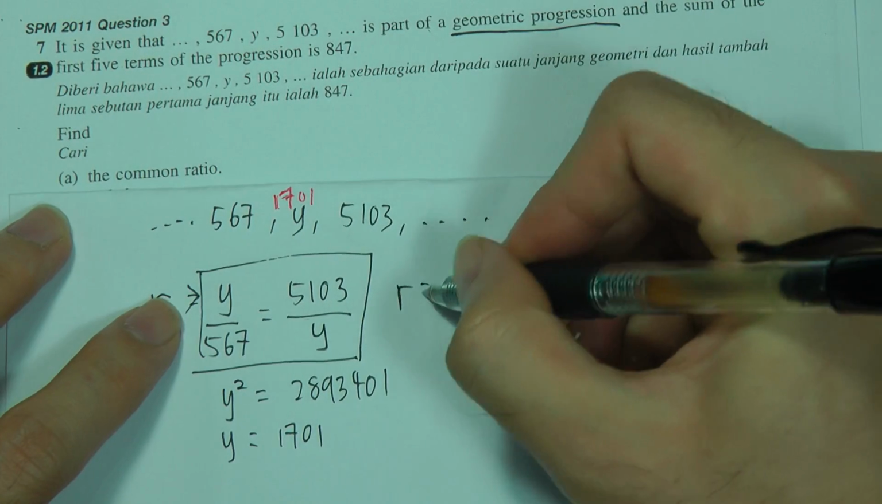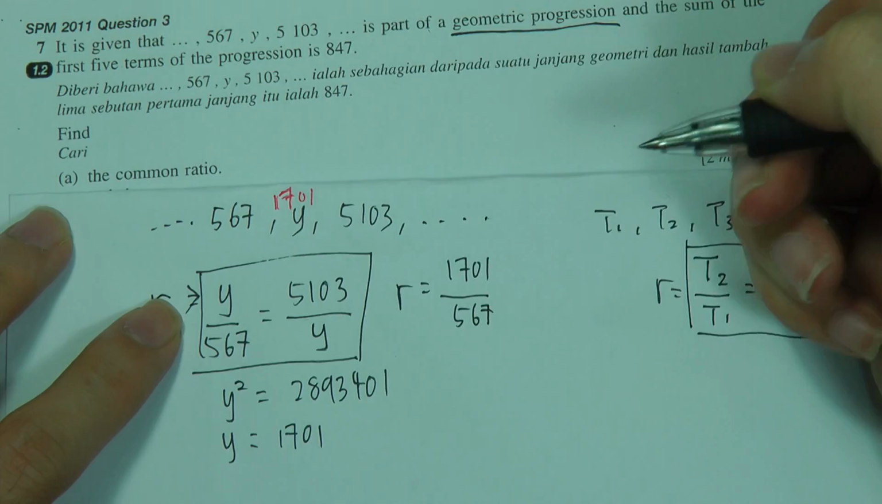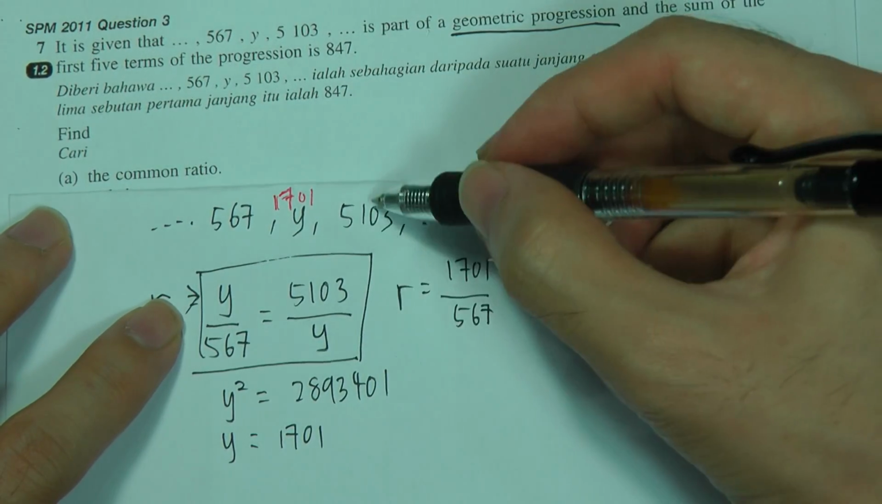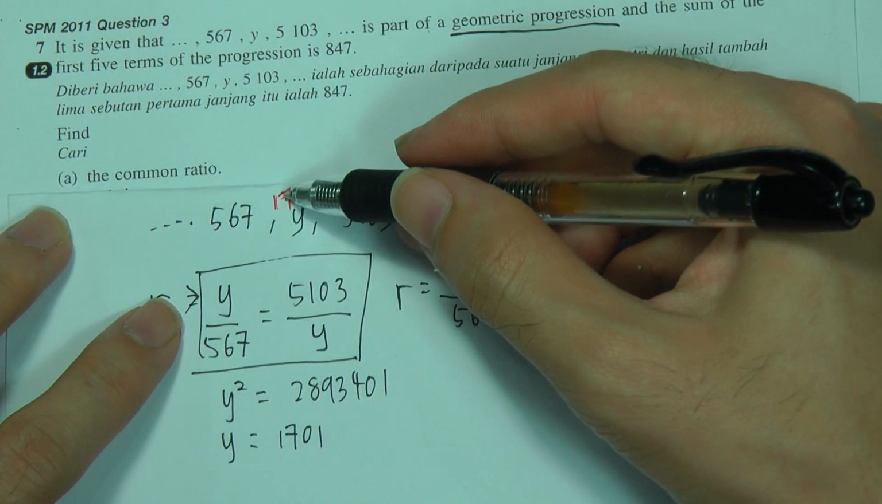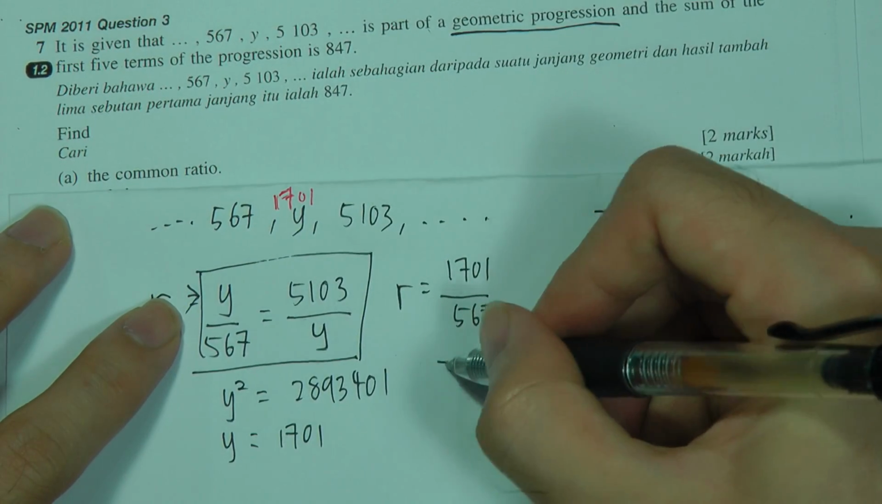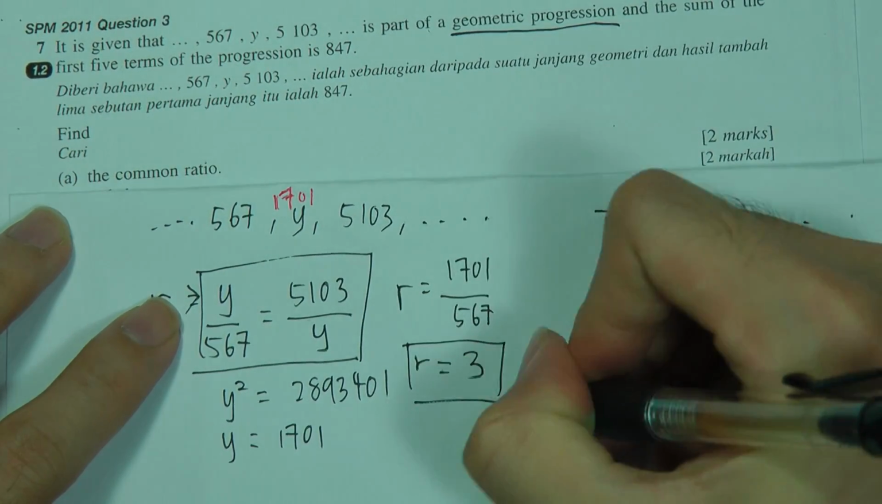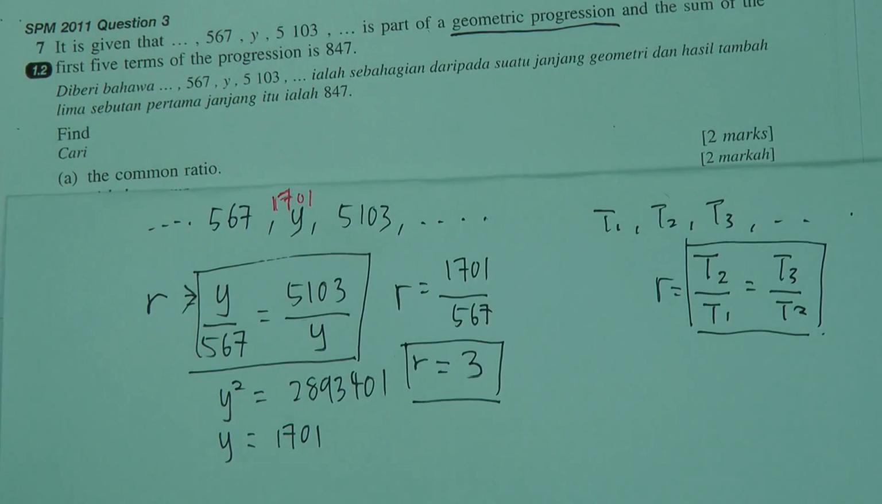So r will equal to 1701 divided by 567, or you can take 5103 divided by 1701. You will get the same answer. Here you can get 3 for r. If you press the calculator, you can get r equal to 3.